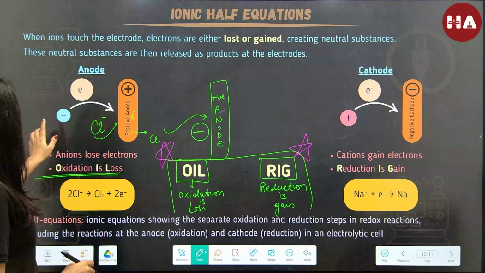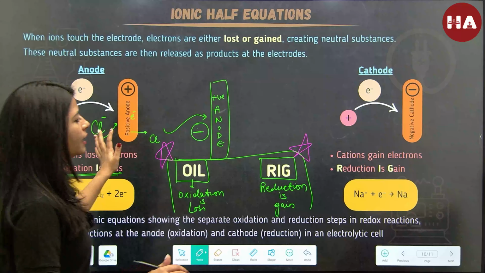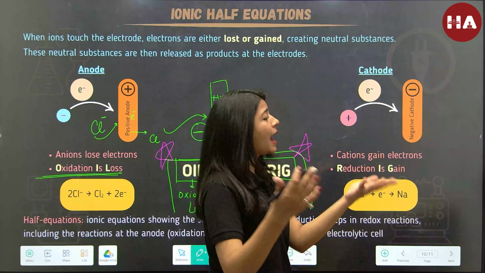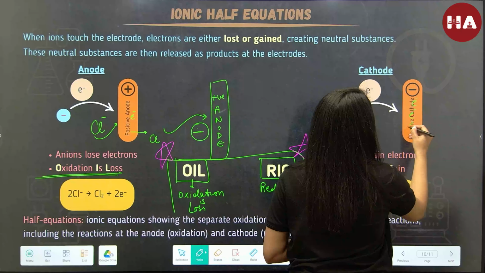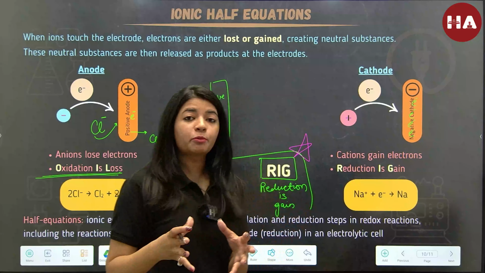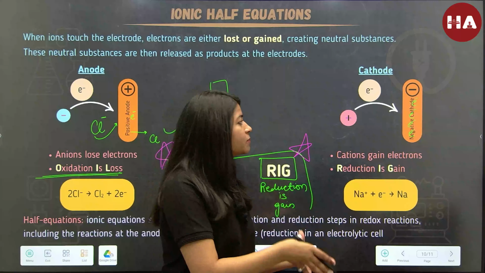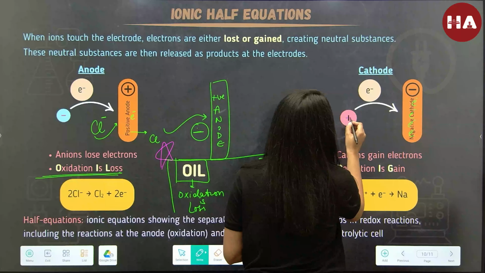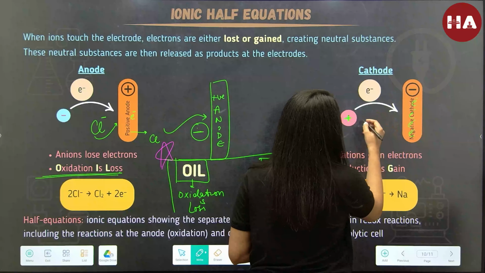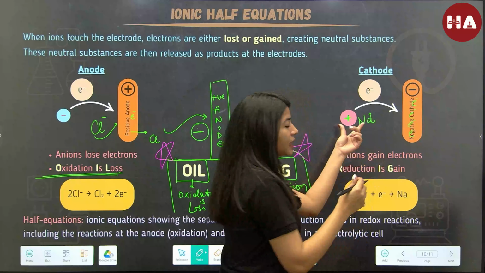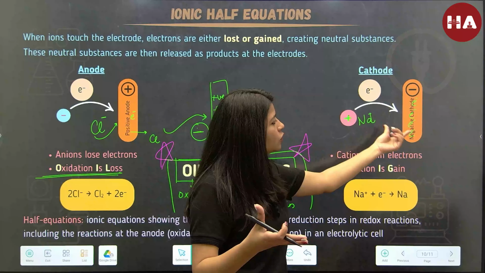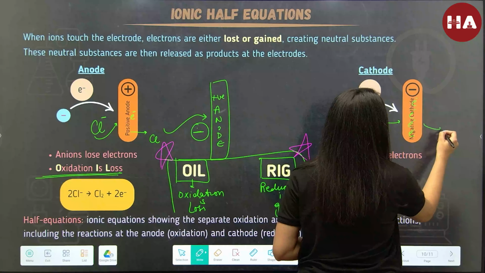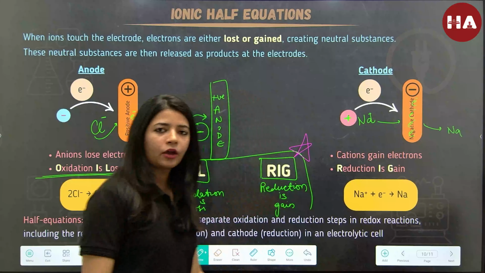Okay, now the chloride ion example is clear, I guess. Now what happens with the cathode? Because the cathode is a negatively charged electrode, it already has electrons over it. It is full of electrons, it is electron rich. So what type of species will it attract? It will attract a species which is electron deficient. Positively charged ions will come over here, for example Na plus. It doesn't have an electron, it needs an electron, so it will go to the negatively charged cathode, gain an electron from here and become Na. I hope this is clear.